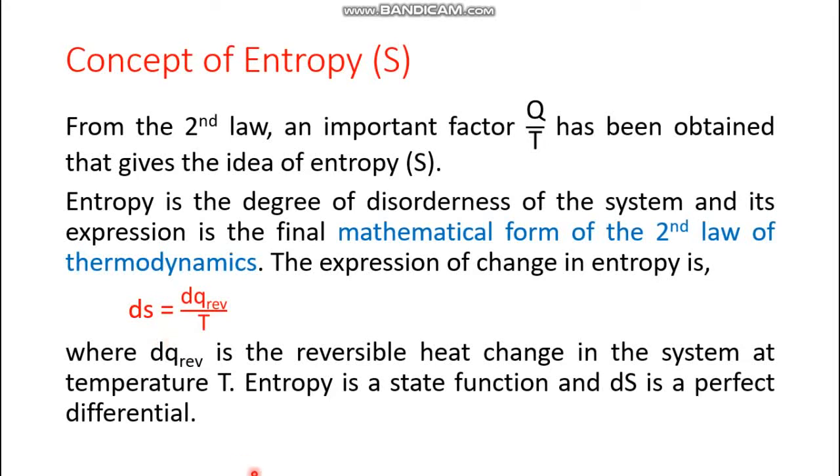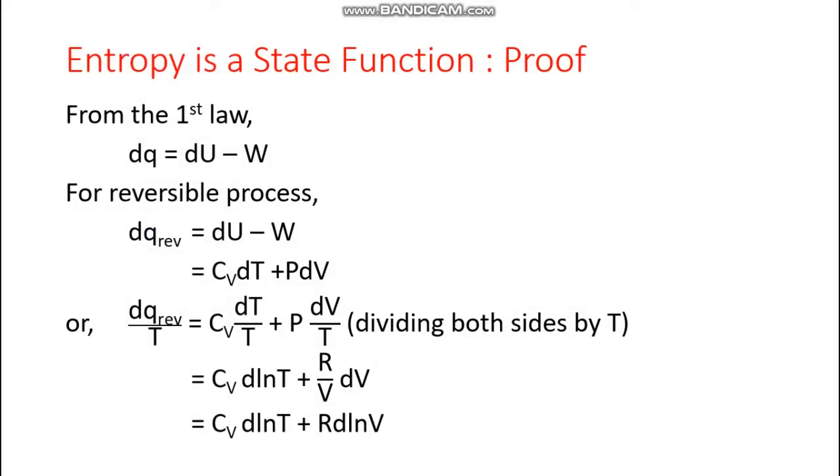So dq is the reversible heat change in the system at temperature T, and entropy is such a function which is not path dependent. It is a state function, and its change dS is definitely a perfect differential. Now let us prove that entropy is a state function and dS is a perfect differential.